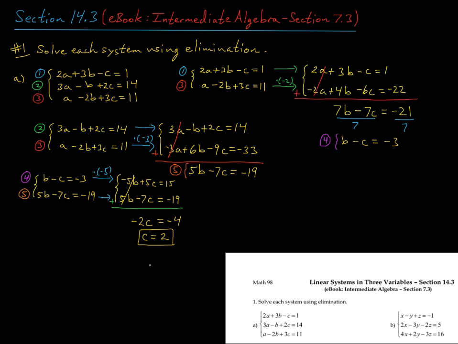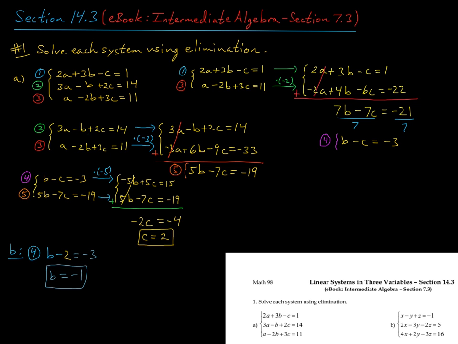All right, that's nice. And now if I want to know what b is, let's go ahead and use equation 4. It's a little bit simpler. So I have b minus c, which is 2, and that's equal to negative 3. And so if you add 2 to both sides, we get that b is negative 1.